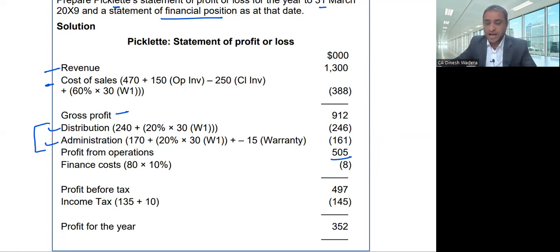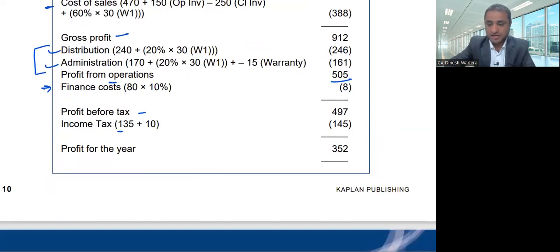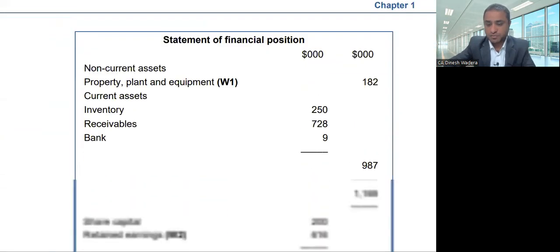From profit from operation, then we will deduct the finance cost, which is considered as a non-operating expense, which we already learned in the basics. What constitutes the operating expenses and what constitutes the non-operating expenses. So we will get profit before tax. From that, we will deduct the provision for income tax, and we will get the profit for the year. So this is how we will derive our profit and loss account.